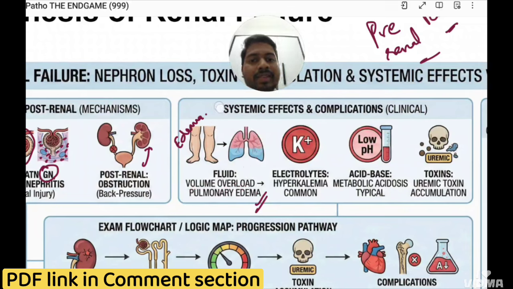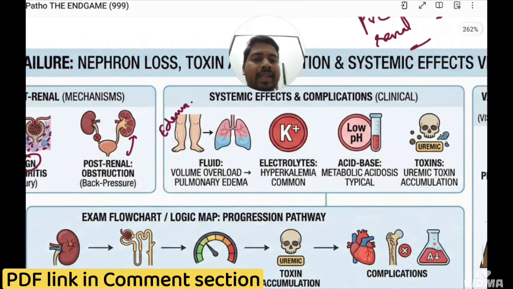One more differential diagnosis where you can see pulmonary edema is congestive heart failure. Okay, in congestive heart failure also you will get pulmonary edema. So CKD, that is chronic kidney disease, or acute kidney injury, renal failure, and CHF, that is congestive heart failure, both are causes of pulmonary edema in MCQs, which you'll have to differentiate. Now electrolytes, hyperkalemia is seen. I think all of you know by now, hyperkalemia is the electrolyte imbalance seen in kidney injury. That's why we always avoid potassium rich IV fluids during kidney injury.